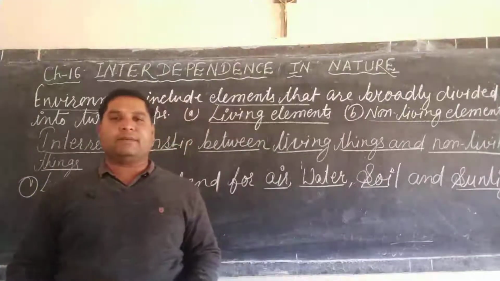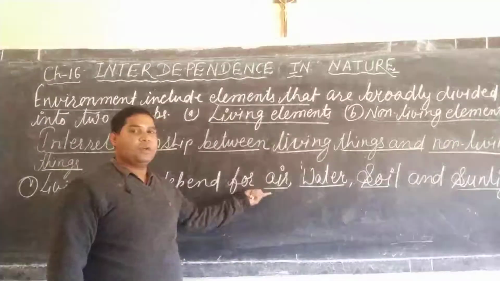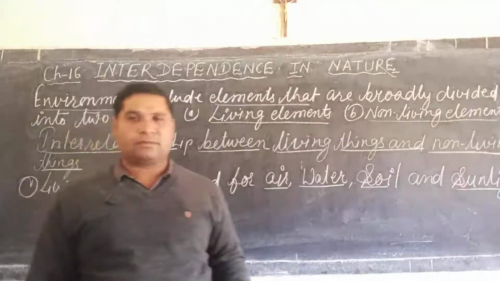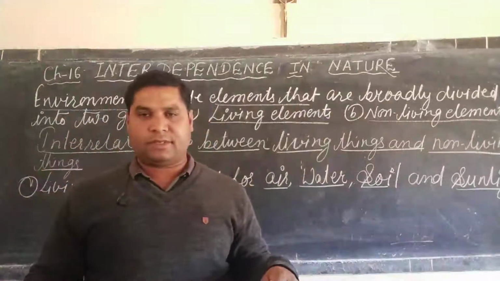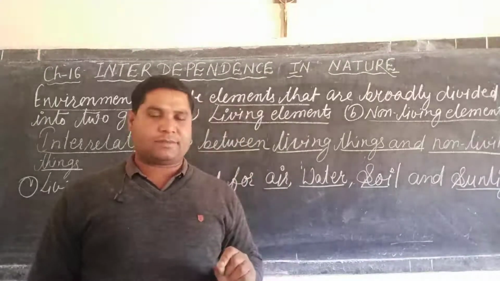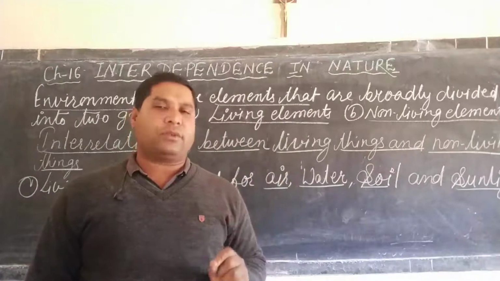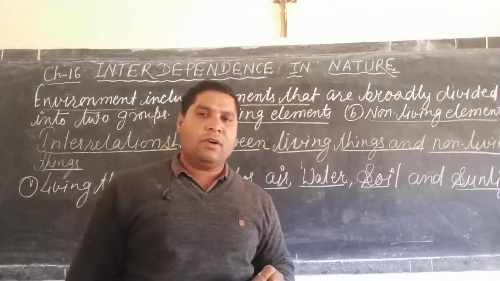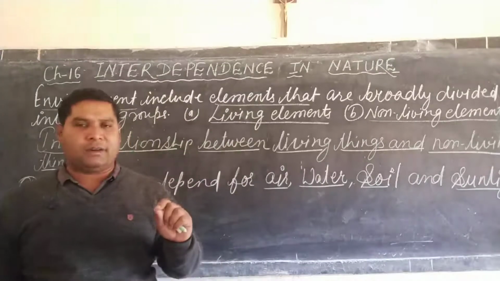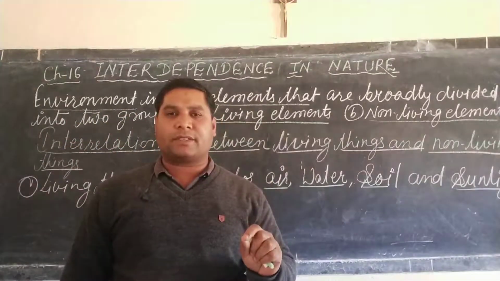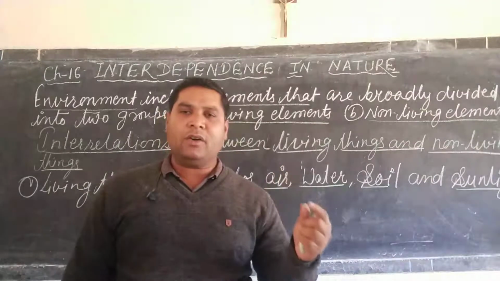How do living organisms require air? We human beings require oxygen for breathing. Green plants require carbon dioxide to make their own food by the process of photosynthesis. Also, different types of gases are required by human beings for different types of work.